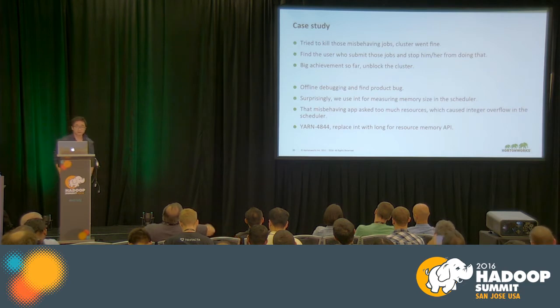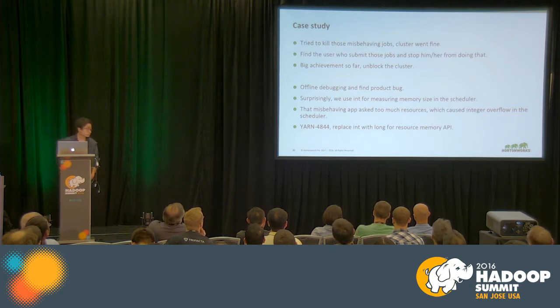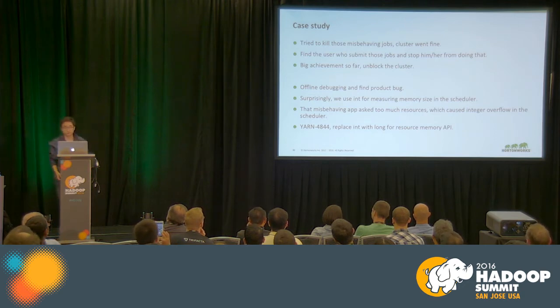Then we went on with offline debugging, and we found this is a real product bug. Surprisingly, we use an integer for measuring the memory size in the scheduler, and that misbehaving app asked for so many resources that it caused an integer overflow in the scheduler. Everything goes off. So in YARN-4844, we fixed this problem by replacing the integer with long for the resource memory APIs.